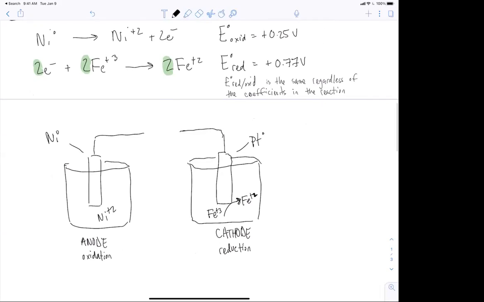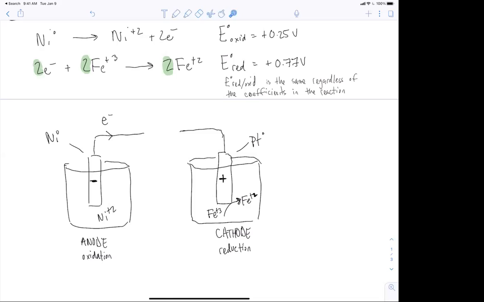we can plug in a voltmeter to this thing. So in an anode, we would label with a negative charge and a positive charge for the cathode. And so electrons in this cell are going to flow in this direction. They're going to flow from the anode to the cathode.